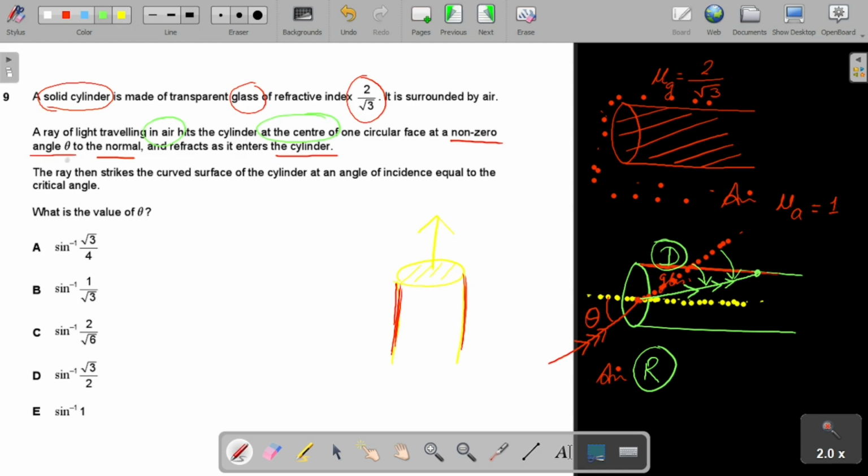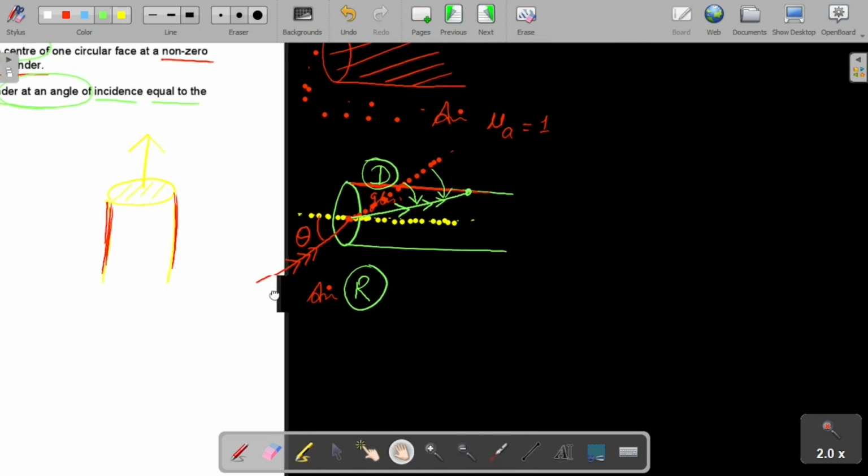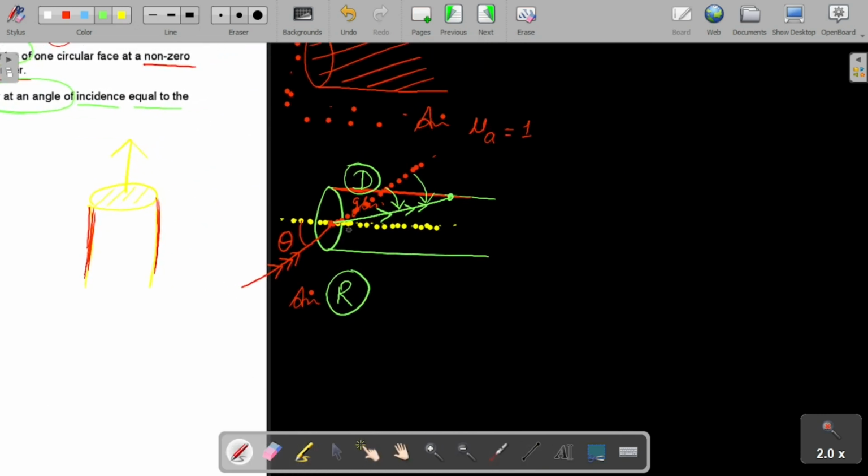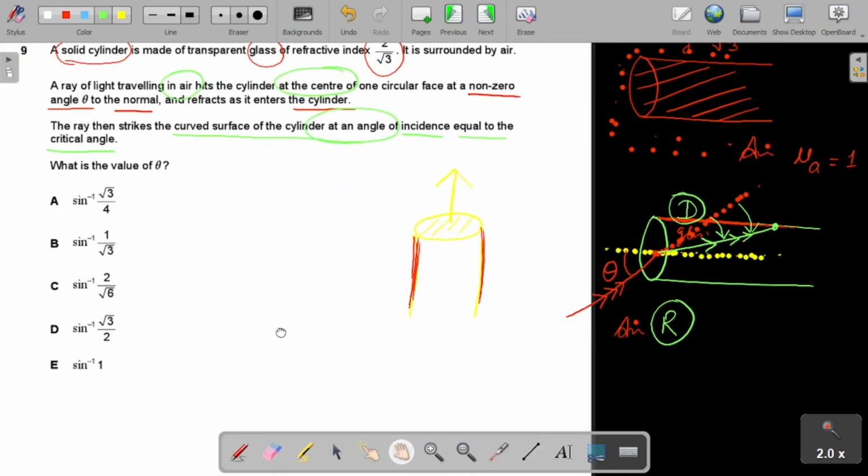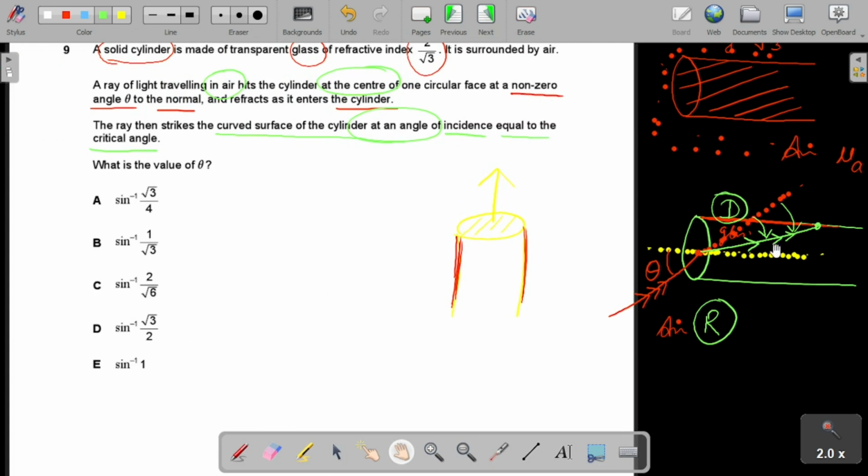It enters the cylinder, and the ray then strikes the curved surface of the cylinder at an angle of incidence equal to the critical angle. Now the ray has traveled to the curved surface, and what is going to happen here? The ray will follow total internal reflection. Why? Because the angle of incidence at this curved surface is equal to its critical angle.